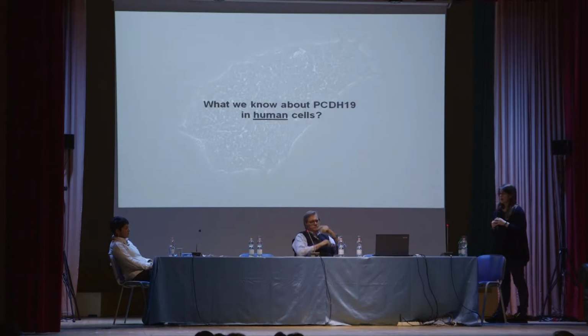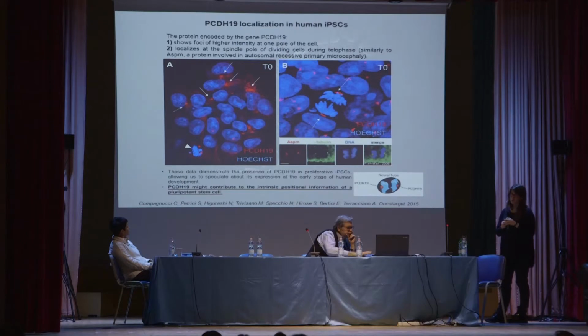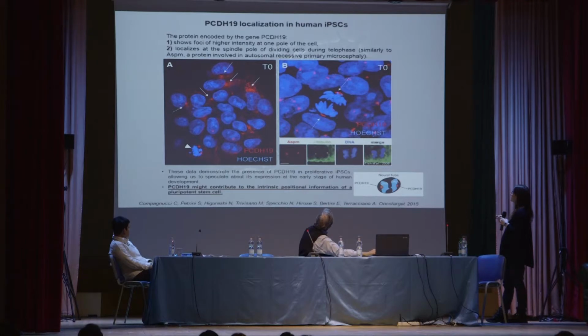We tried to understand how PCDH19 was expressed in human cells, starting from the IPS at day 0, that is before the differentiation. What we observed in this IPS colony is that the protein, in most cases, is localized only at a single cellular pole. Equally interesting, we see a two-pole localization in cases where the cells are undergoing mitosis.